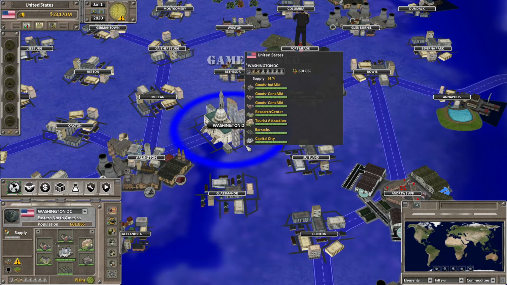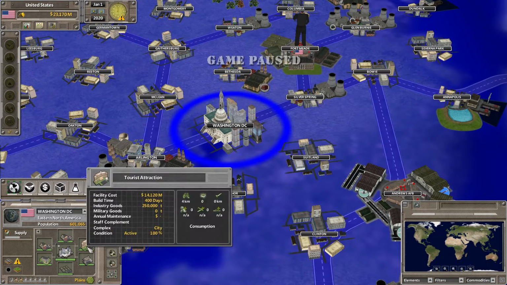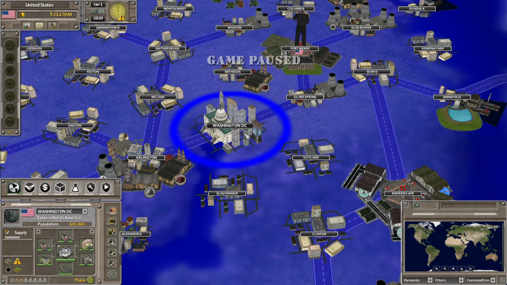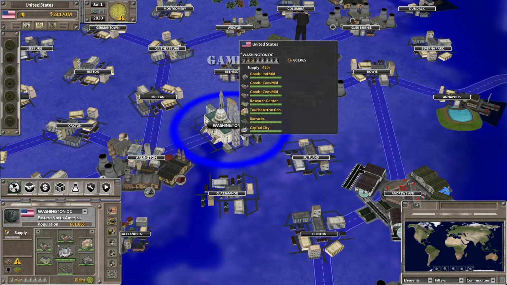Otherwise, the only other way outside of spending money to boost tourism is a building that's pre-placed in different parts of the map. I've zoomed in on Washington, D.C. here to show you. You can see it on this little list here, the tourist attraction, or on the land tab, you can see it right here, a tourist attraction. These are spread throughout the map, and they artificially increase your tourism rates for free. They don't cost you any money.